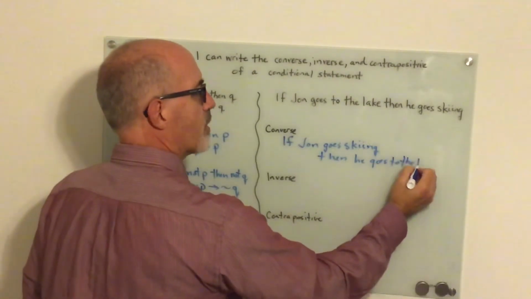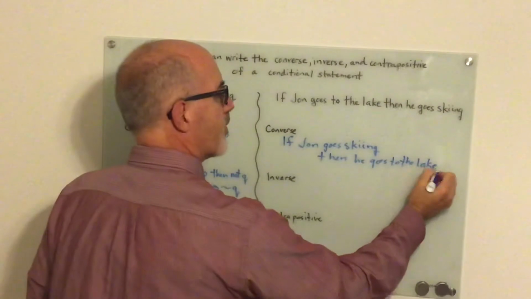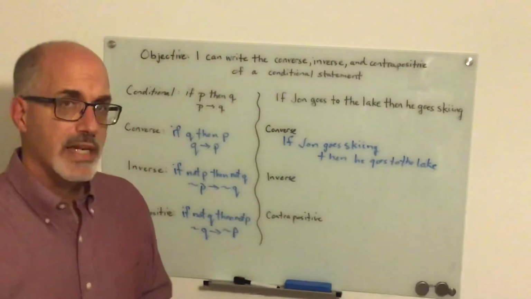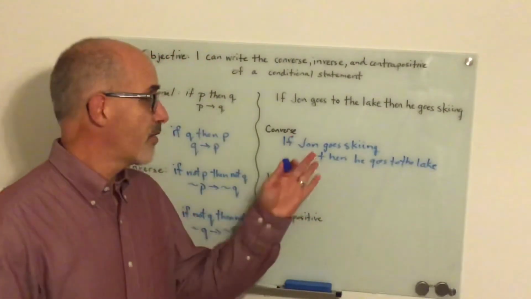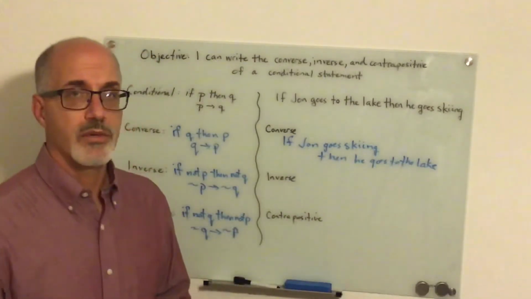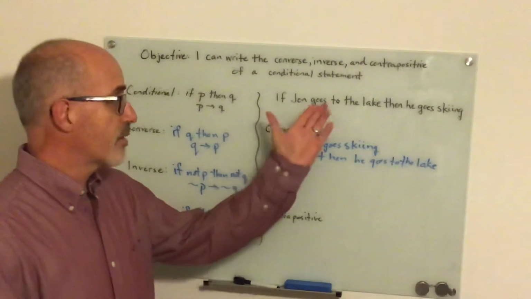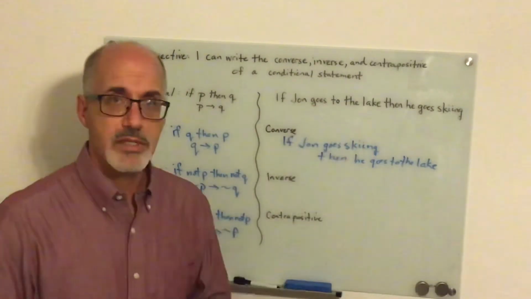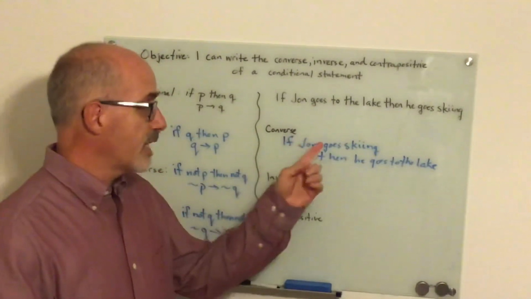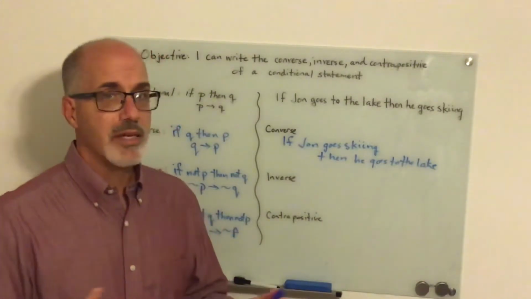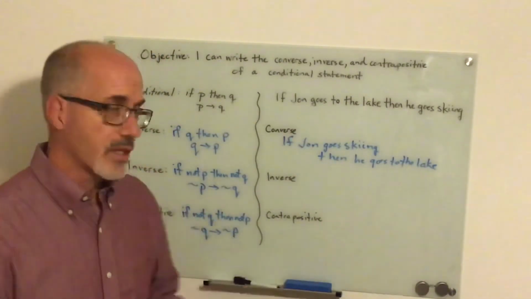Now, just so we're clear, if the original statement is true, that doesn't mean the converse or the inverse is always true. So these two could be false if the original was true. If the original is true, if he goes to the lake, he always goes skiing. If he goes skiing, does it mean he goes to the lake? Well, maybe he goes skiing on the river or something like that.